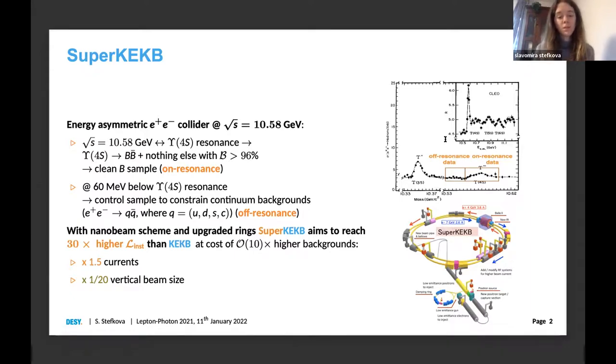With the nano-beam scheme and the upgraded rings, SuperKEKB aims to reach roughly 30 times higher instantaneous luminosity by increasing the currents by a factor of 1.5 and by decreasing the vertical size of the beam by a factor of 20. And of course, this comes at a cost of roughly 15 times higher backgrounds.